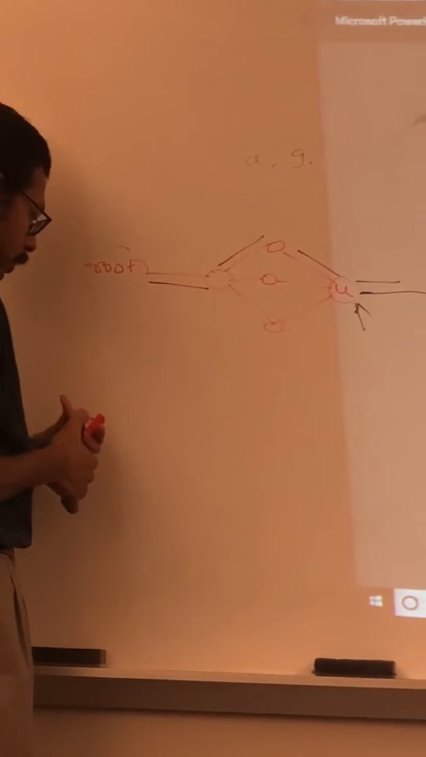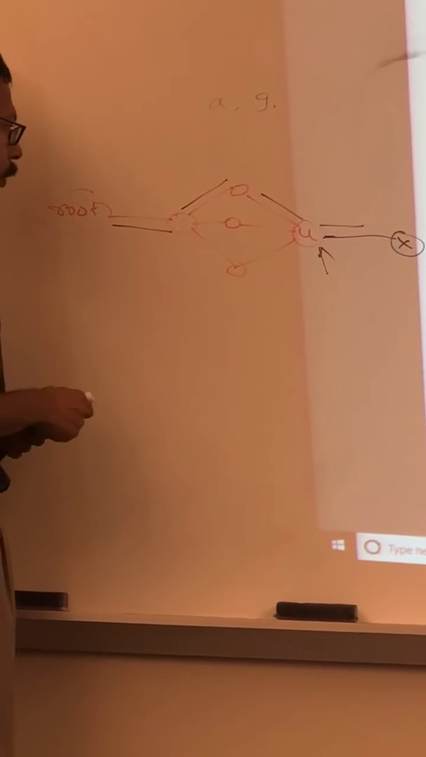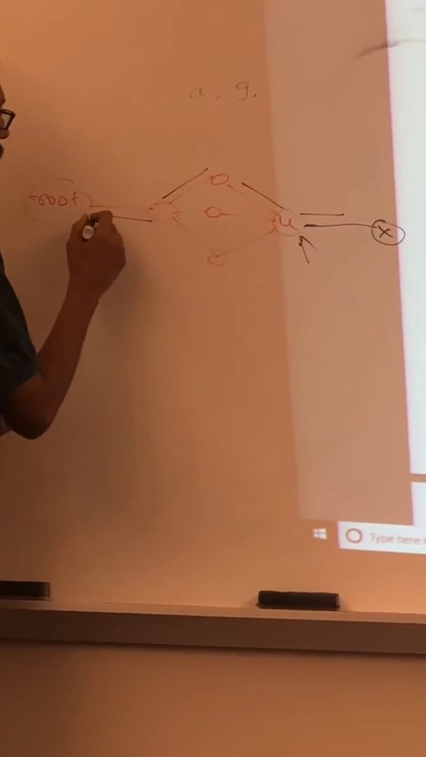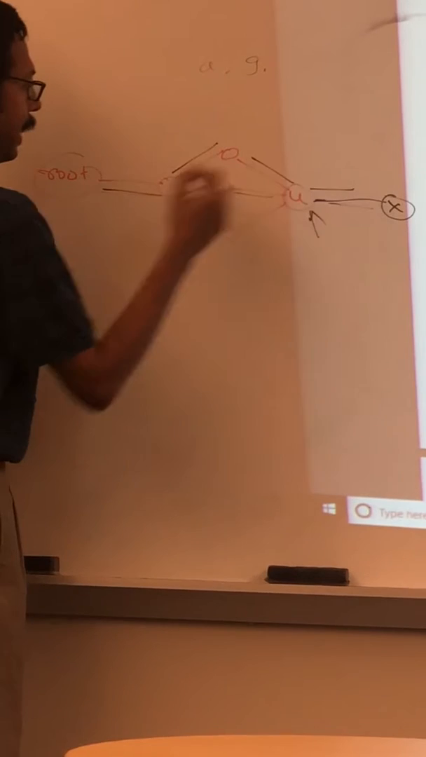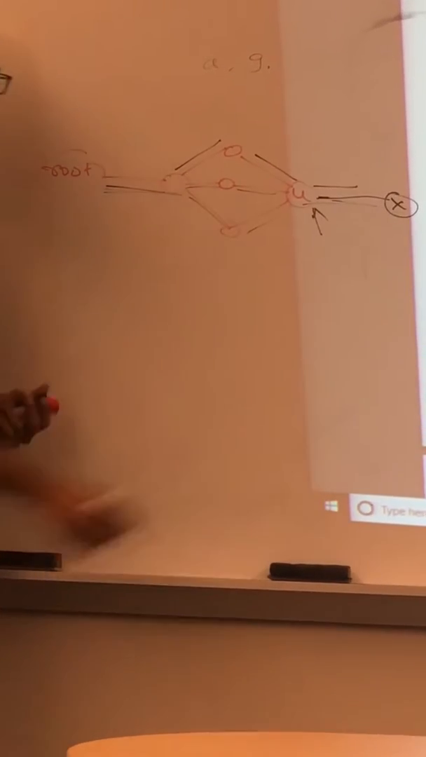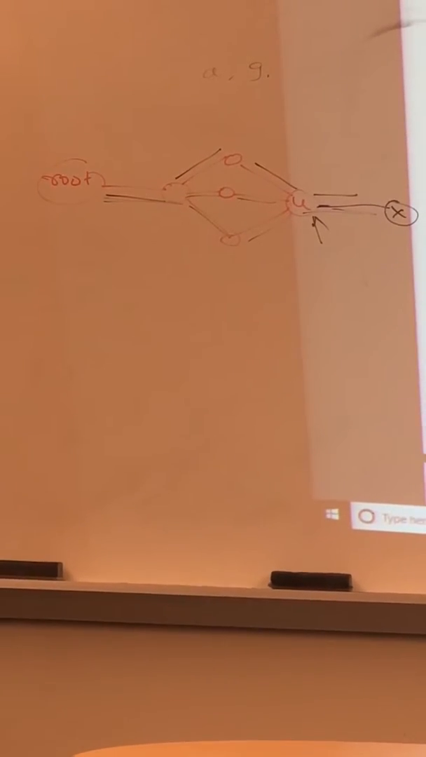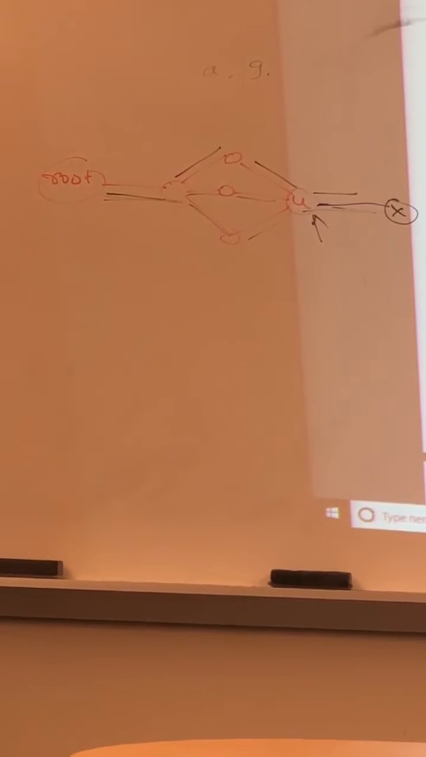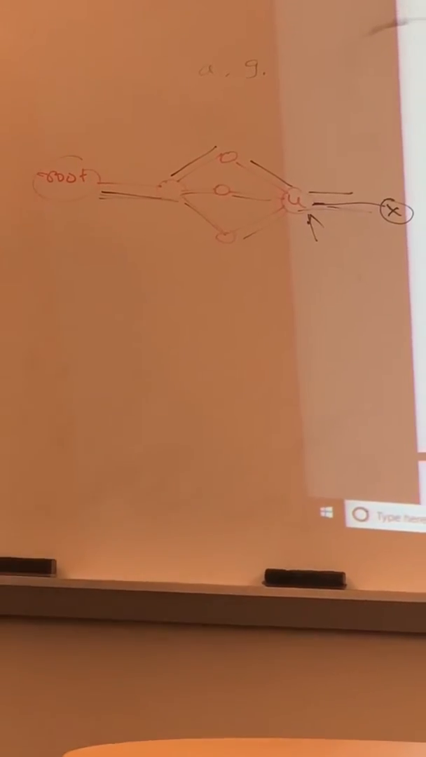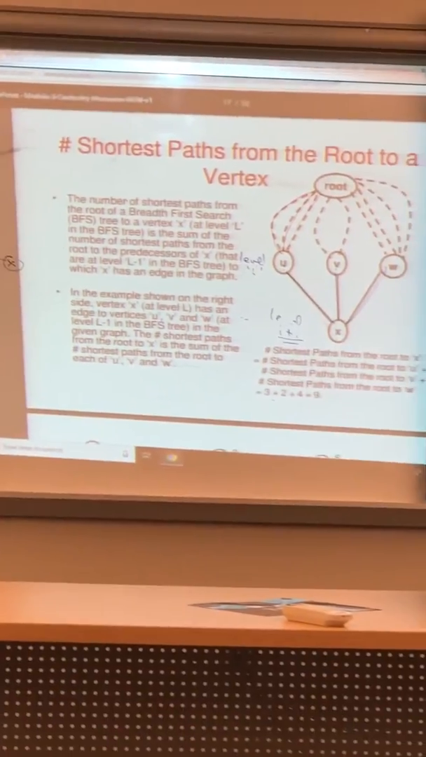And what are the other two shortest paths? So you can go like this to x, then this, x. So three shortest paths, even though there could be some overlap. Okay, so this is the basis to find the number of shortest paths from the root to a vertex.